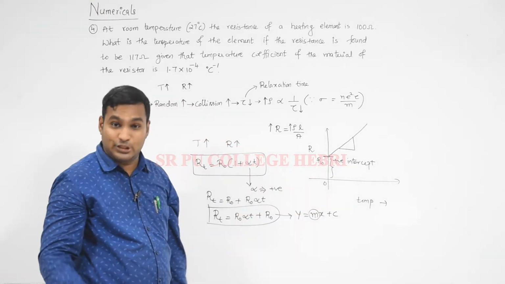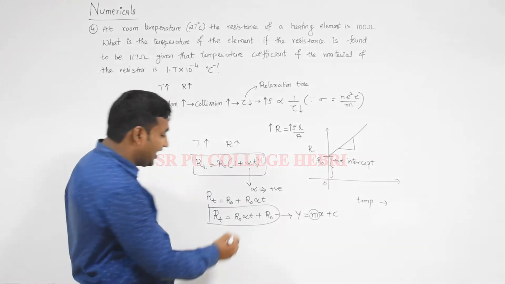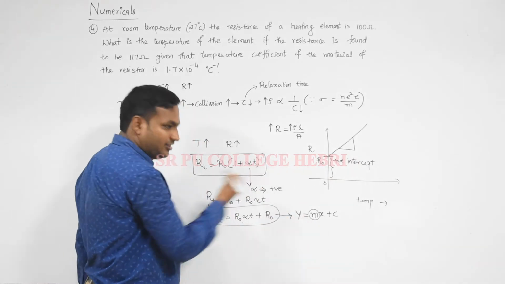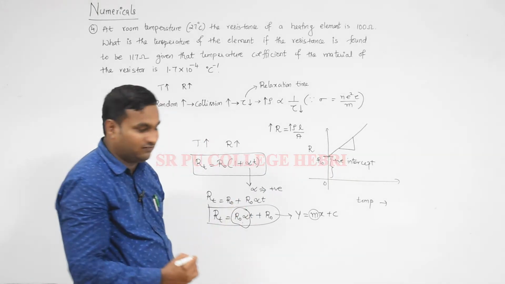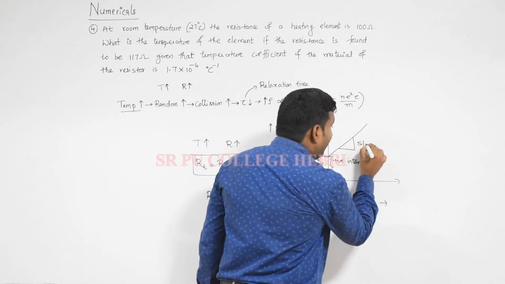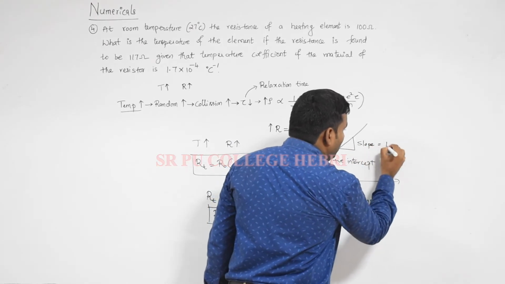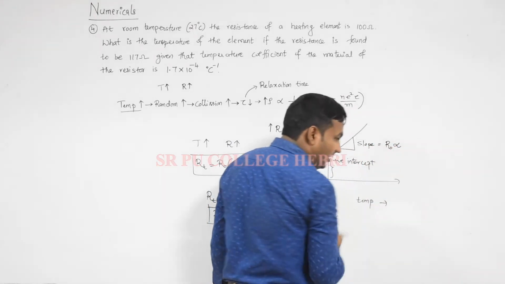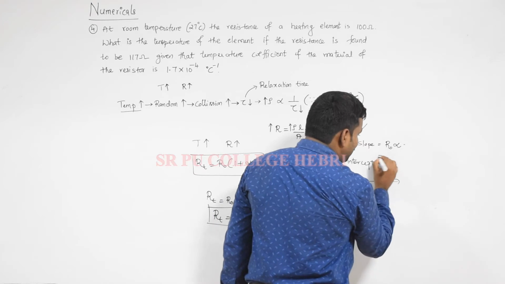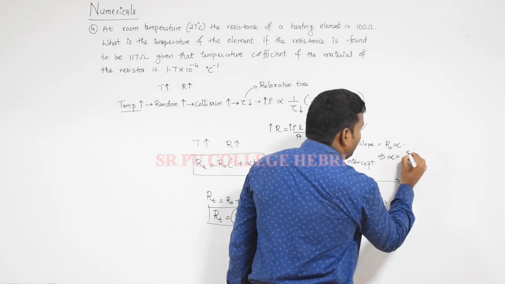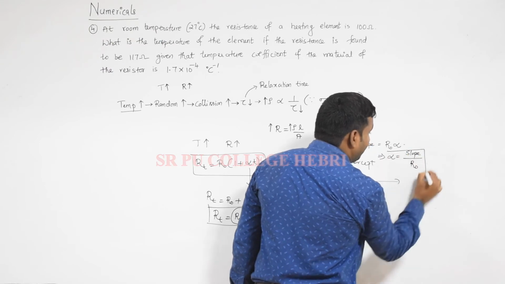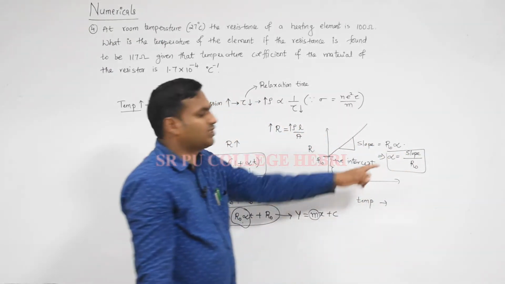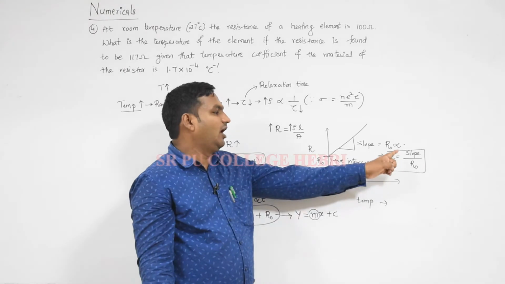Here m is the slope. When we compare these two equations, we come to know that slope is equal to R naught into alpha. That's why the slope of this graph is equal to R naught into alpha. By using this, I can say that alpha is equal to slope of the graph divided by R naught. Remember, this is one of the important questions they ask in CET related to alpha.